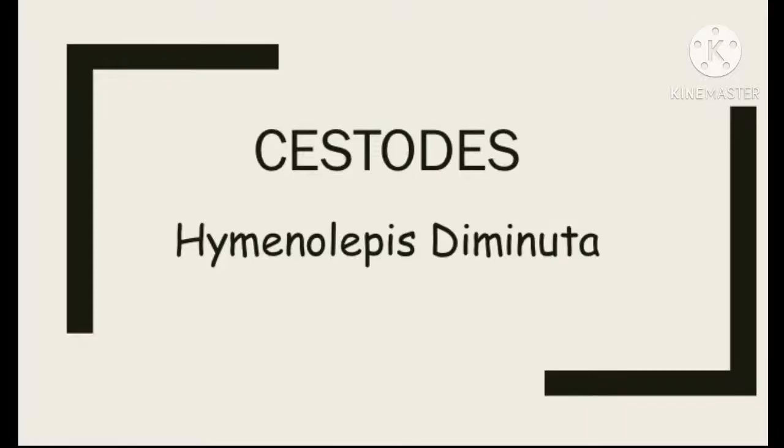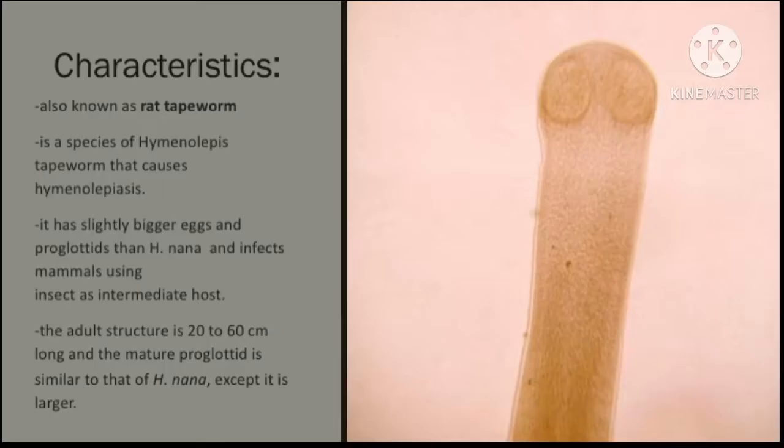Cestodes or tapeworms include multiple species of flatworms that can reside in the human gastrointestinal tract. One example of cestodes is Hymenolepis diminuta. It is a cestode of rodents, infrequently seen in humans and frequently found in rodents. It is also known as the rat tapeworm, a species of Hymenolepis tapeworm that causes hymenolepiasis.